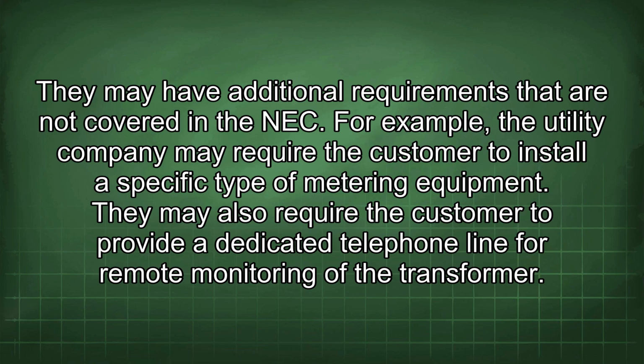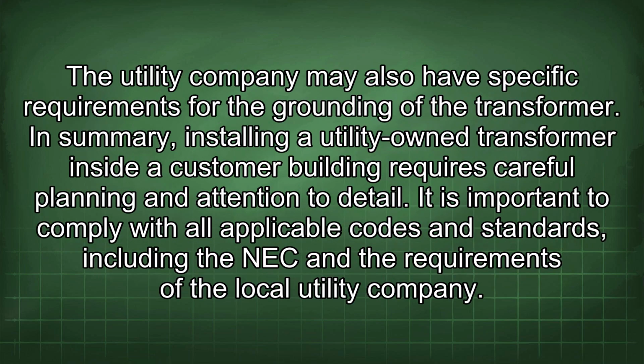For example, the utility company may require the customer to install a specific type of metering equipment. They may also require the customer to provide a dedicated telephone line for remote monitoring of the transformer. The utility company may also have specific requirements for the grounding of the transformer.